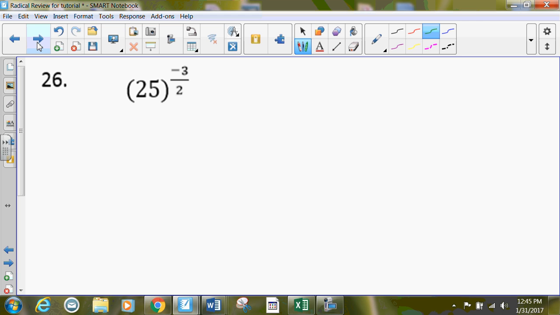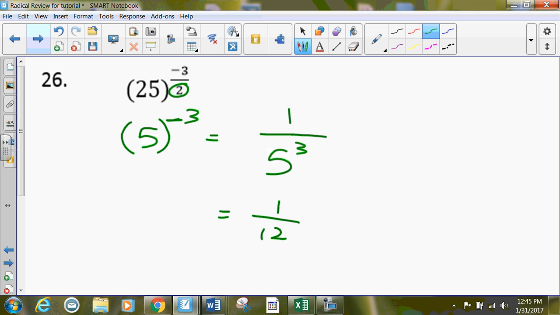All right, let's look at the next one. We're going to do the root first. This says the second root, which is the square root. Square root of 25 is 5. What's remaining? The negative 3rd power. We know that negative means to flip the whole thing, so that's 1 over 5 to the 3rd, and 5 to the 3rd is 125, so that's 1 over 125.